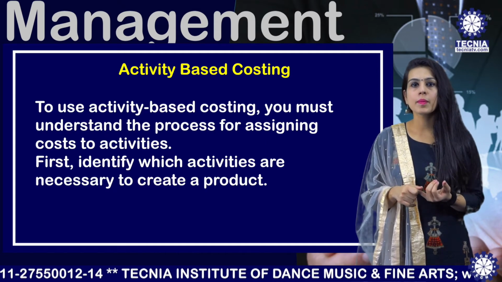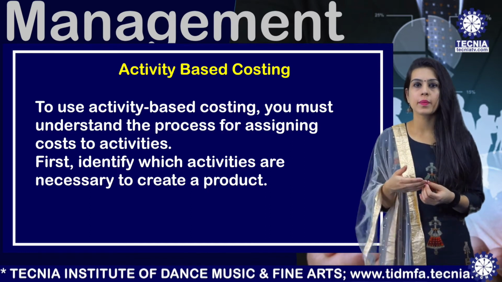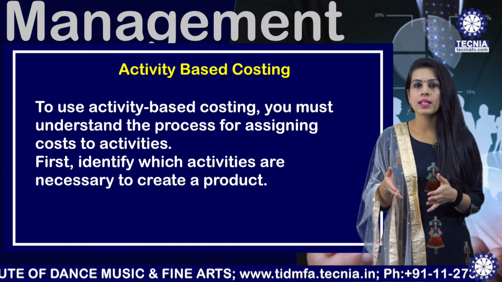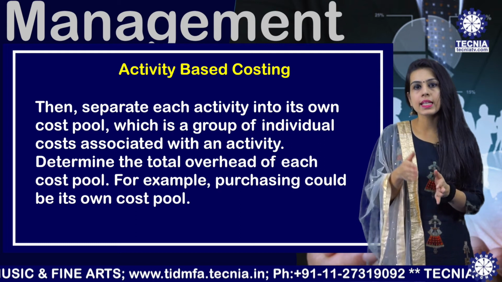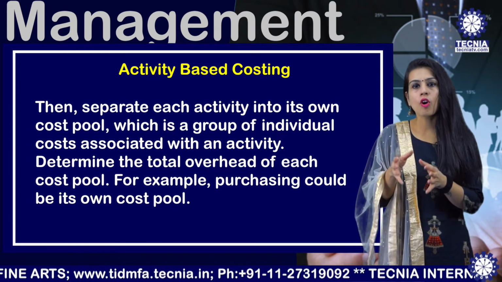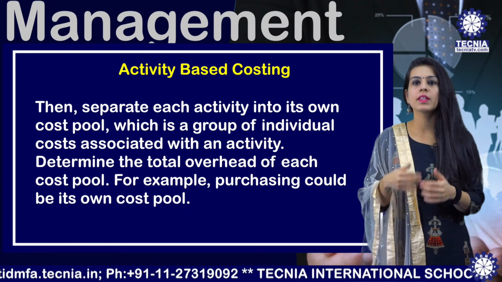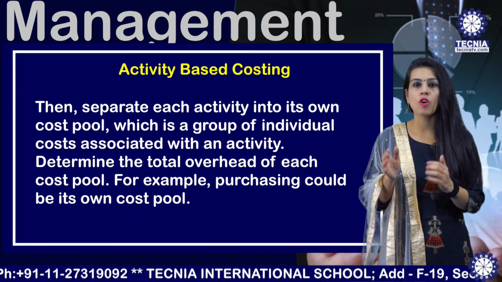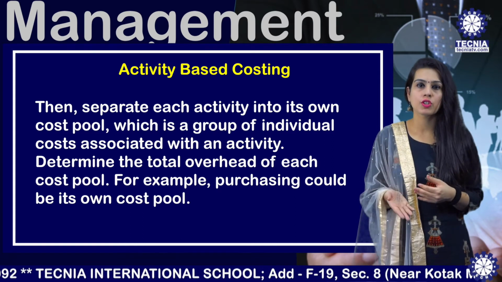To use activity-based costing, you must understand the process for assigning cost to activities. Firstly, identify which activities are necessary to create a product. Then, separate each activity in its own cost pool, which is a group of individual costs associated with an activity. Determine the total overhead cost of each cost pool. For example, purchasing could be its own cost pool.